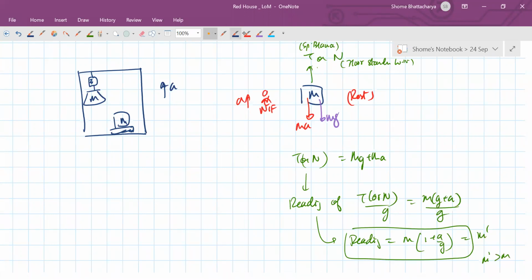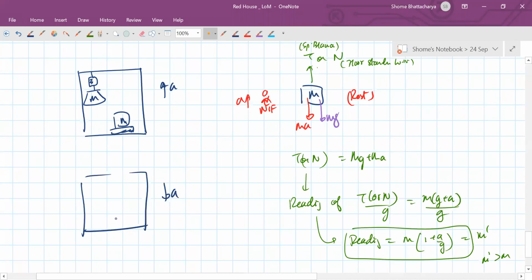Whereas if the elevator had been accelerating downwards, the reading it would give, let's say m double prime, would become m into 1 minus a by g, because this time the pseudo force would be upwards. Whereas if the elevator is moving but with zero acceleration, then it's showing the true weight. So another thing you can say is that it measures the apparent weight.